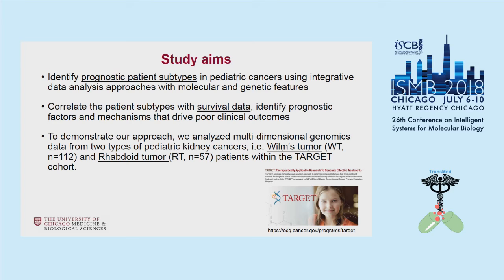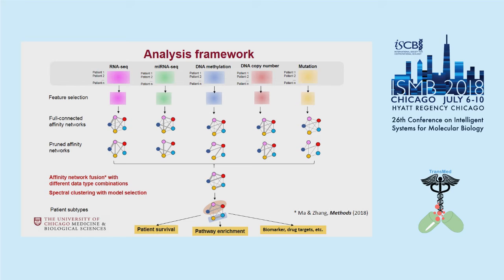We use the data from the TARGET cohort. For those of you who are not familiar with TARGET, it's not the department store here in the States. You could call it the pediatric equivalent to TCGA. So we adapted a network fusion method called affinity network fusion. It can be seen as an improved version of the similarity network fusion method.